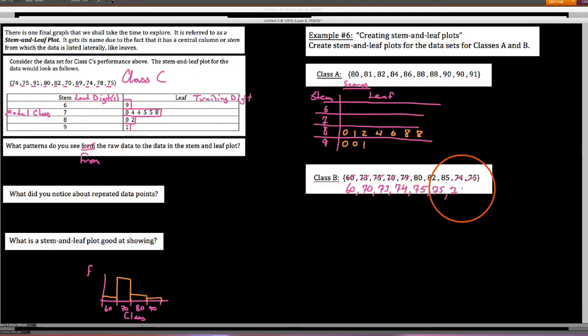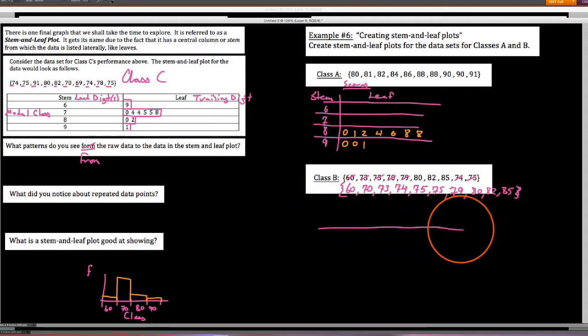79, and now we're hopping up to the 80s. So we say 80, 82, 85. And just to be clear, I want to make sure I have all my data here. 1, 2, 3, 4, 5, 6, 7, 8, 9, 10. There were 10 data values to begin with.